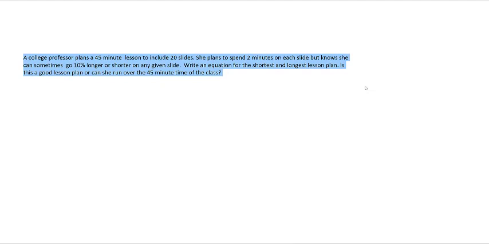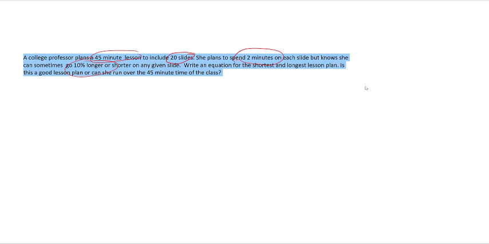So let's look at this problem. A college professor plans a 45-minute lesson. Okay, let's highlight that, to include 20 slides. Okay, another number. She plans to spend 2 minutes on each slide, but knows she can sometimes go 10% longer or shorter on any given slide. Okay, so let's highlight that as well. Write an equation for the shortest and longest lesson plan. Is this a good lesson plan, or can she run over the 45-minute time of the class?